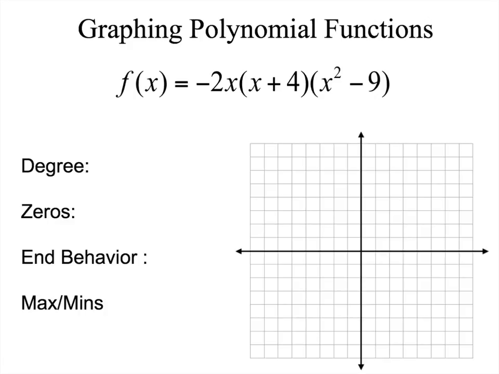I am going to graph this polynomial. It's in factored form. But what's interesting is it's not completely factored. Do you guys notice that's not factored all the way? Could you remember a difference of squares and factor that?